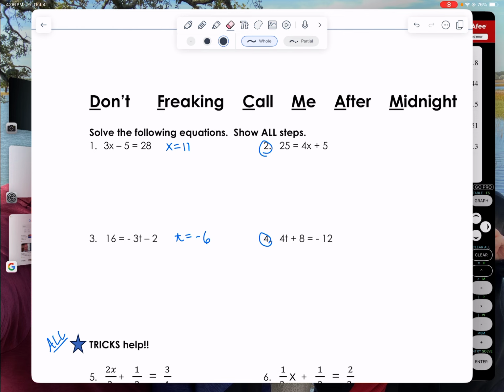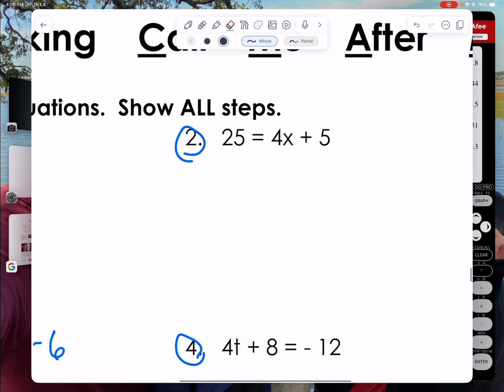Okay, so let's look at number 2. Number 1, the answer is going to be 11. But number 2, notice that the letter is on the right-hand side. Some students don't like that, but that's okay. You can flip it around if you want to. But we need to remember, don't freaking call me after midnight. So I don't have any distribution. I don't have any fractions. I don't even have any like terms to combine, so I'm just moving stuff.